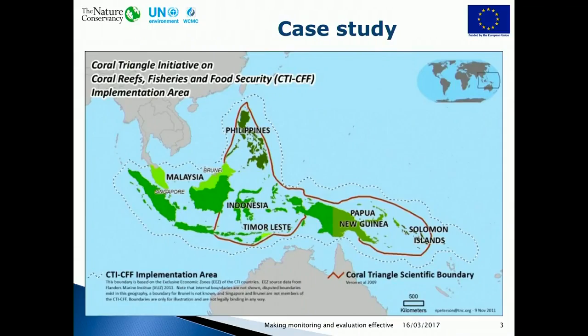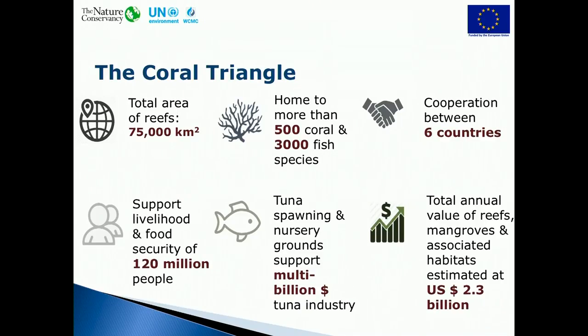So just to underscore what a remarkable region this is, I'm going to give you a few statistics about the Coral Triangle. The total area of reefs is about 75,000 square kilometres. That's about 29% of coral reefs globally. As I mentioned before, there's at least 500 different hard coral species within the triangle, as well as around 3,000 different species of fish.